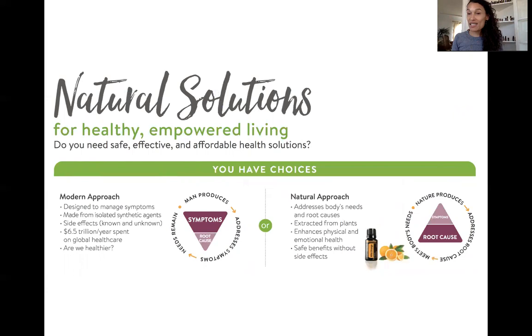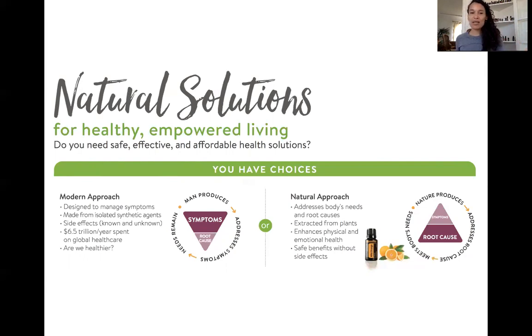And this is when we start with the packet. You can literally read off the words from this packet. Okay, we have choices right now. We currently have this modern approach that is a 6.5 trillion industry where man is producing these medicines.